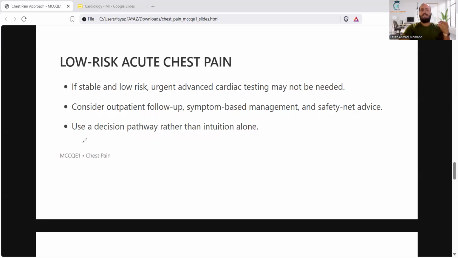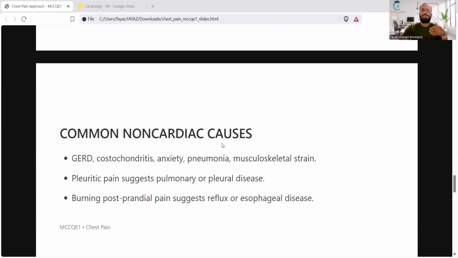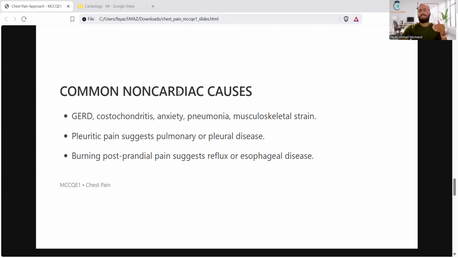remember, in clinic and in the exam, use a clinical decision pathway. Do not just go over your feelings. Oh, I feel like it's not a cardiac cause. No, make sure that you are following guidelines. Guidelines is what is going to save the patient and you.